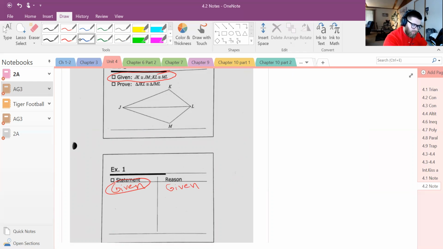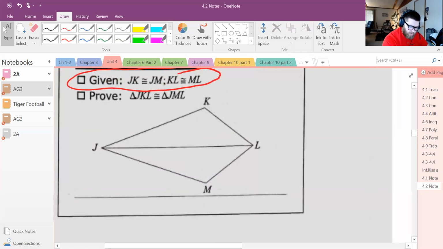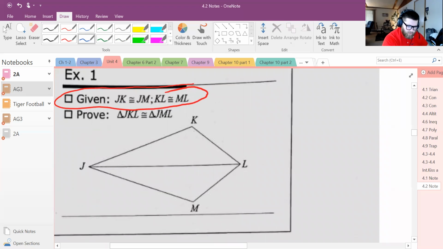Okay, now let's go through and make tick marks on our diagram so we kind of know what we're talking about here. So the first one says JK is congruent to JM. So JK is congruent to JM. Okay, we have one side that's congruent. Now remember, we're trying to prove the top triangle is congruent to the bottom triangle. And pay attention because kites always usually work like this. Okay, and KL is congruent to ML.